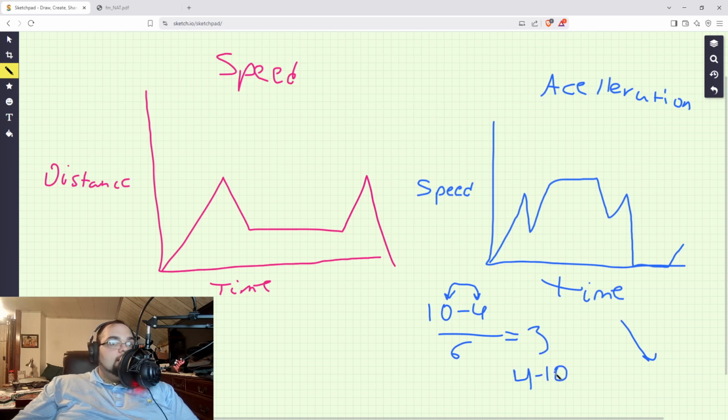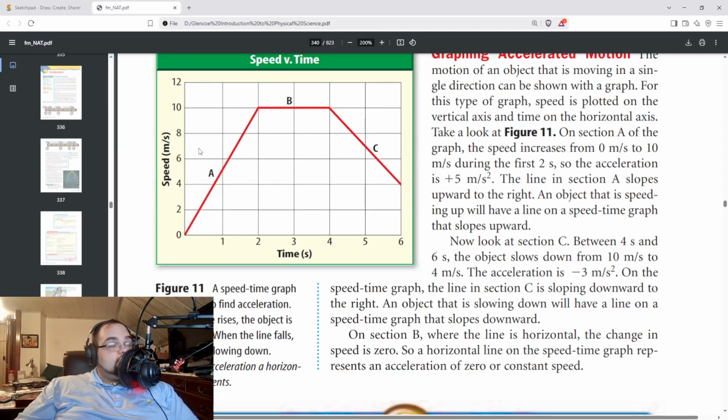So 4 minus 10 over 2. Oh, this was supposed to be 2. Whoopsie-doo. Okay, so this will give me negative 6 over 2, which will give me negative 3 meters per second squared. So now this makes sense. If going up is positive, then going down has to be negative. So make sure you check your work and it makes sense with your answer.